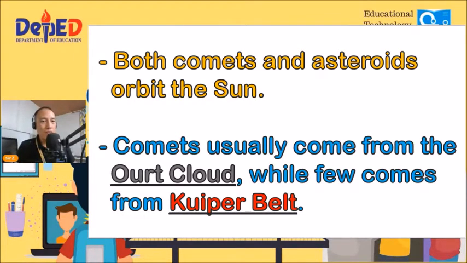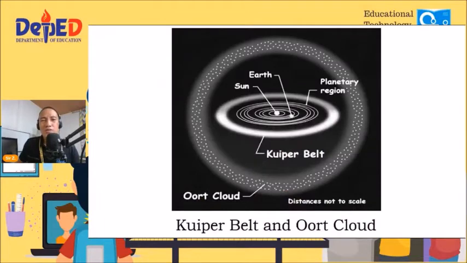Comets usually come from the Oort cloud, while few come from the Kuiper belt. Ano ba itong Oort cloud at saka Kuiper belt na to, di ba? Dinadagdagan nila yung mga terms. So, of course, we need to learn them as well.